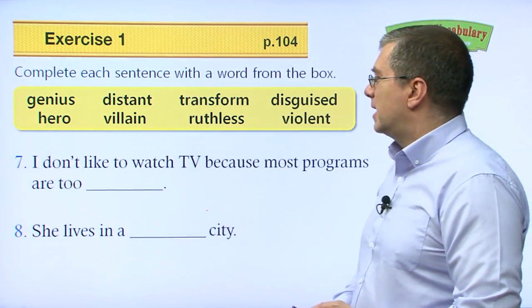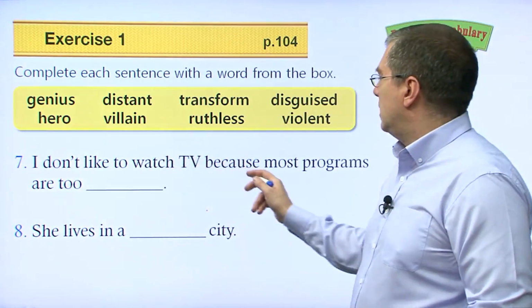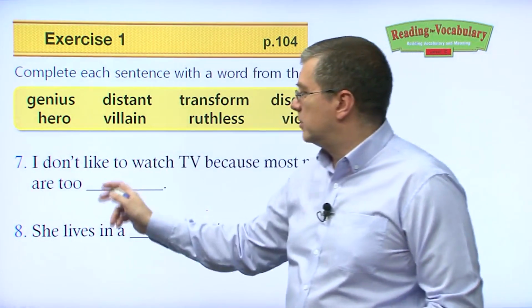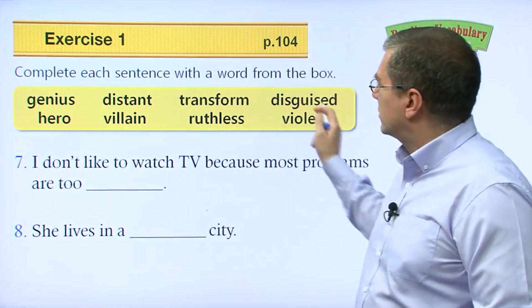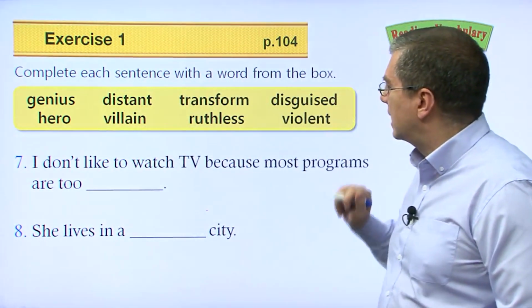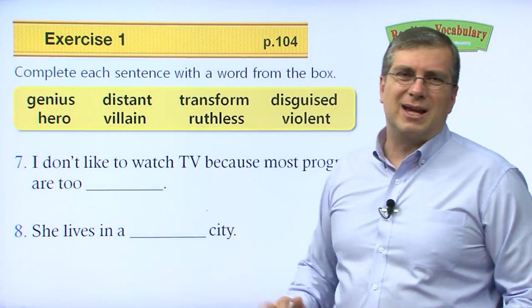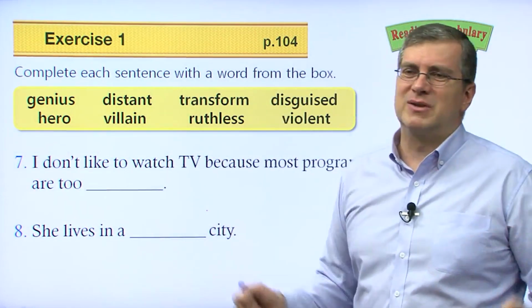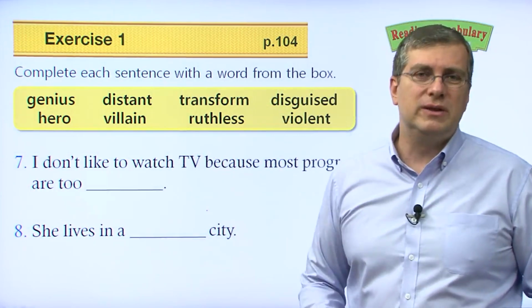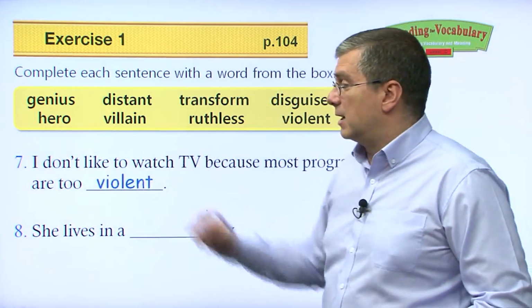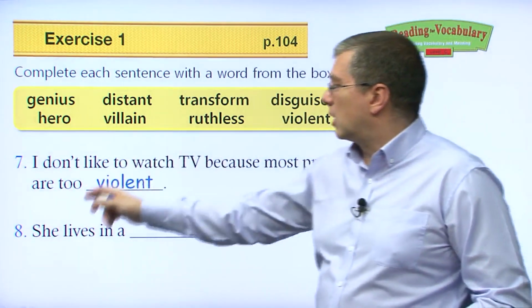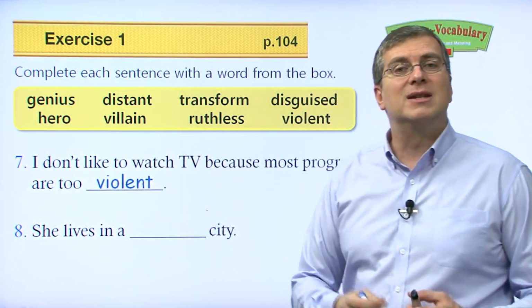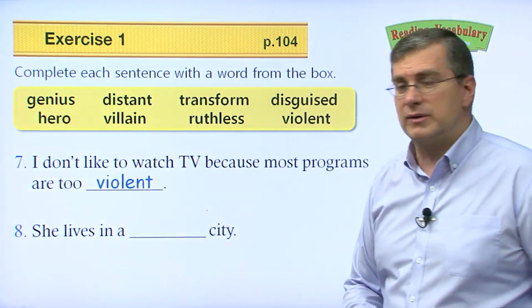Okay. 7. I don't like to watch TV because most programs are too what? What are most programs on television? Maybe somebody doesn't like it. Maybe they don't like that people are always fighting, or that maybe somebody dies. What kind of movies are those? Those are violent movies. I don't like to watch TV because most programs are too violent. That person doesn't like the violence in the movies.